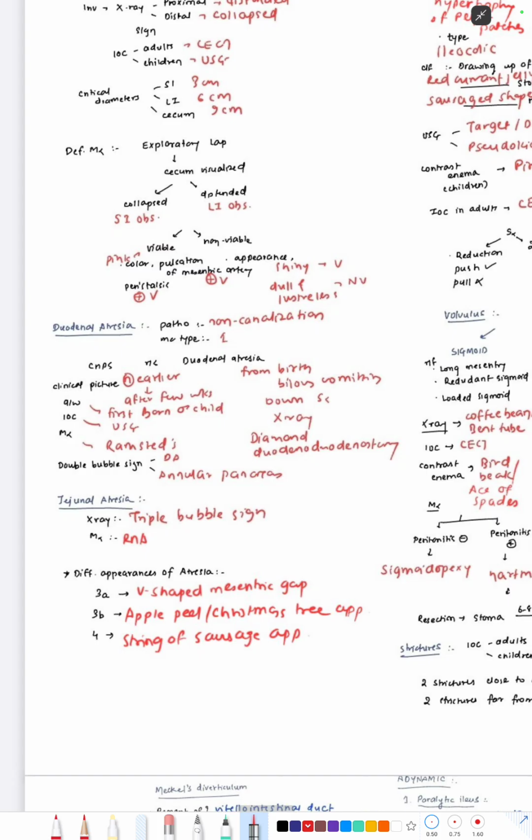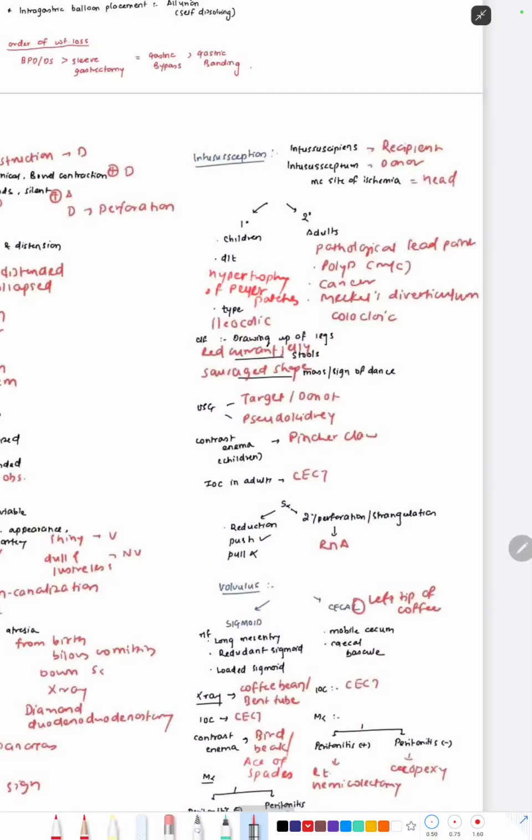Jejunal atresia: the triple bubble sign is seen. Management is resection and anastomosis. The different appearances of the atresia are: in type 3A, there is a V-shaped mesenteric gap. In 3B, it is the apple peel deformity or Christmas tree appearance, and type 4 is a string of sausages appearance. Now, next is intussusception. In intussusception, there are two important things: the intussuscipiens, which is the recipient, and the intussusceptum, which is the donor. The most common site of ischemia is the head of the intussusceptum. There are two types: primary intussusception and secondary. The primary is more common in children, and secondary is more common in adults.